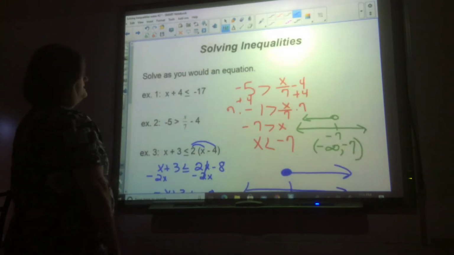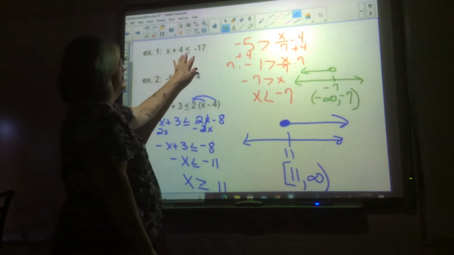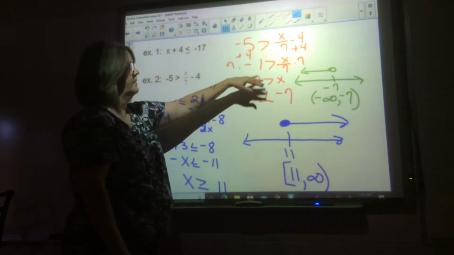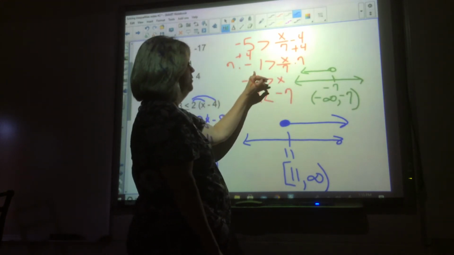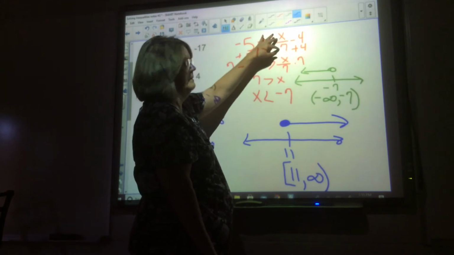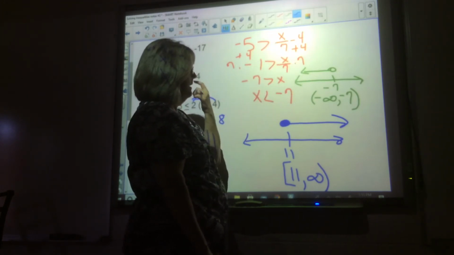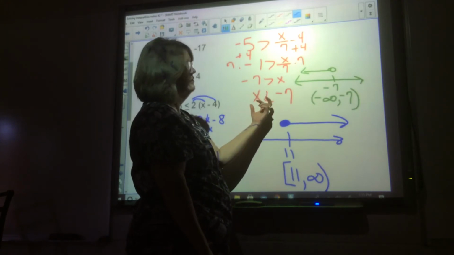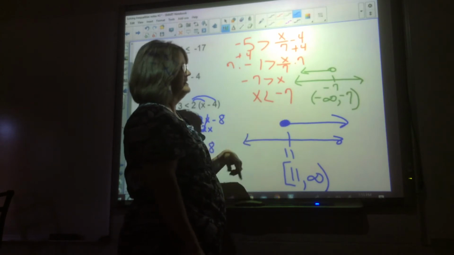All right, let's go back and pick up these two examples. We're going to go through and solve those the same as always. Subtract 4, then we end up with x over 7 is equal to negative 1. Multiply by 7, because the opposite of dividing by 7 is to multiply. You end up with negative 7 is greater than x. You've got to flip it around so that you can graph it easily. So x is less than negative 7.